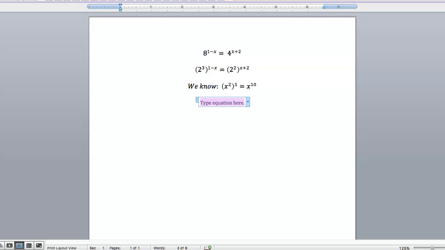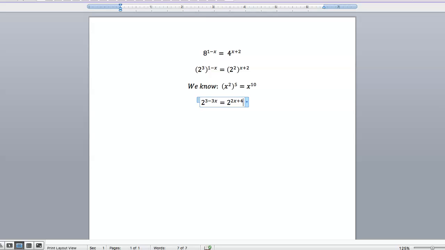I have 2 to the third to the 1 minus x, something to a power to another power. I can rewrite that using my same base of 2 and multiplying the exponents. Let's see, 3 times 1 minus 3 times x. We'll do the same thing on the right side. I'll keep my base of 2, and then I'm going to multiply the exponents. 2 times x plus 2 times 2. Still says the same thing, but now our bases are the same.